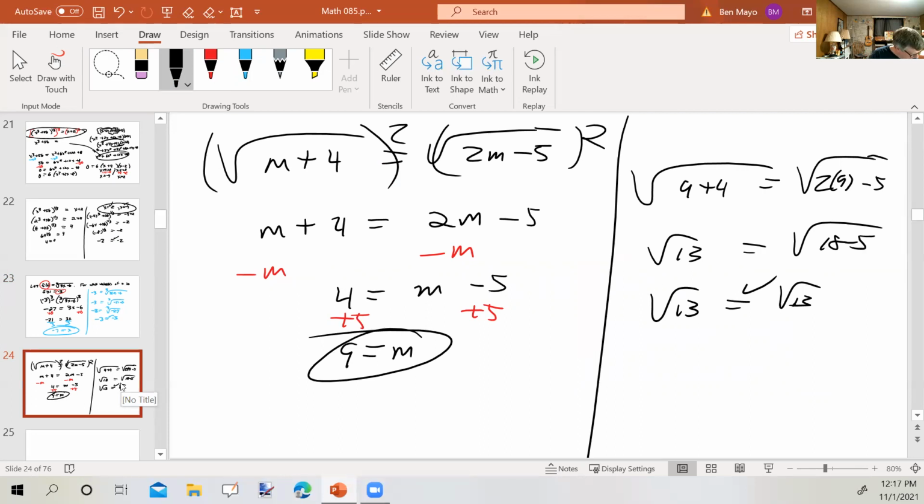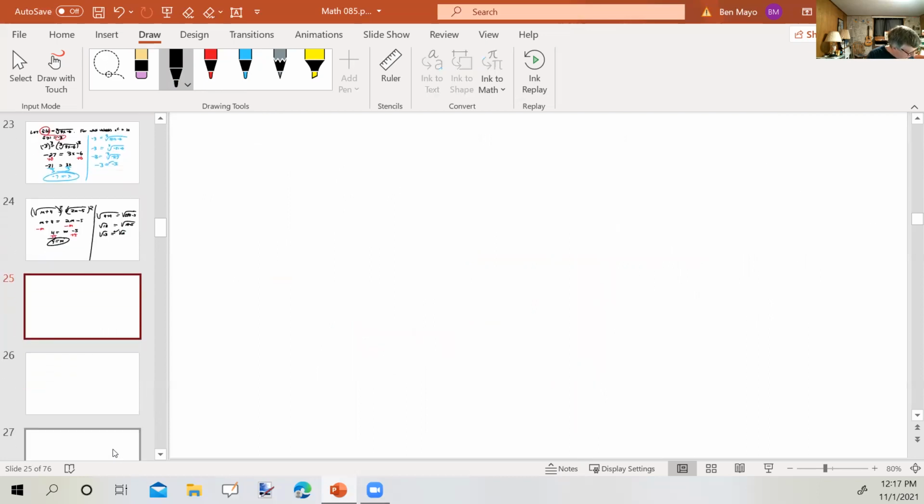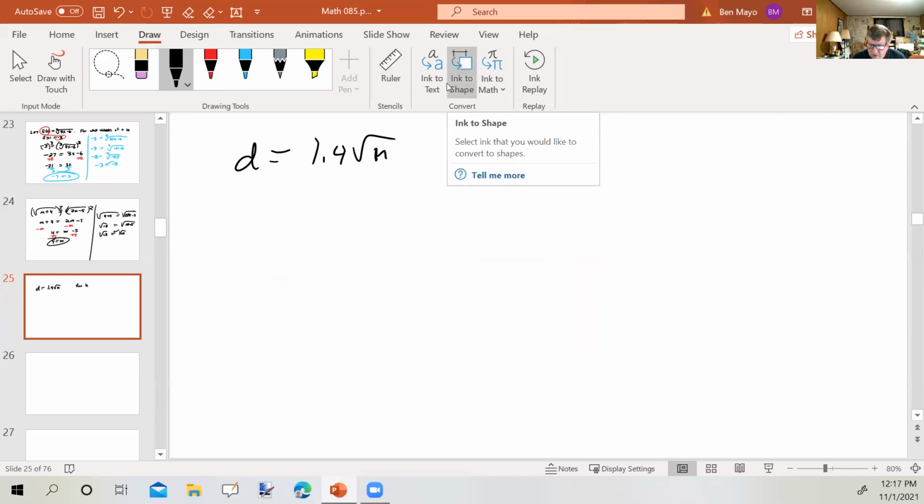We're going to solve some formulas involving roots. So we have the following formula. It says d equals 1.4 square root of h, and we're to solve for h. So there's a couple of different ways we can do this. We can isolate the radical, or we can just leave it where it is now. The 1.4 is still part of the same term.